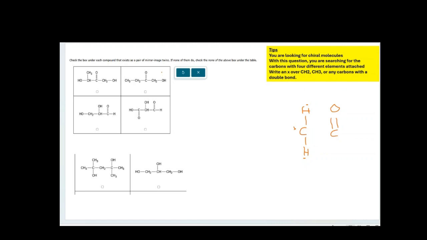So let's look at our first compound. We're going to follow the rules. Again, we're going to write X over any CH2 or CH3, and we're going to write X over any carbon that has a double bond to it.